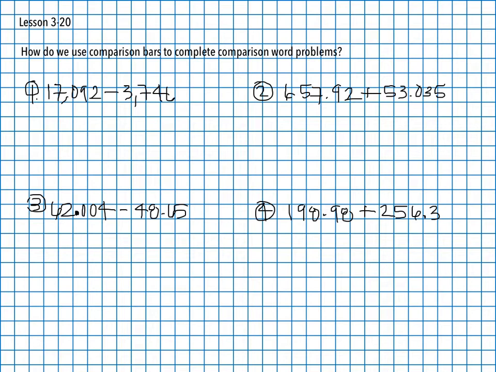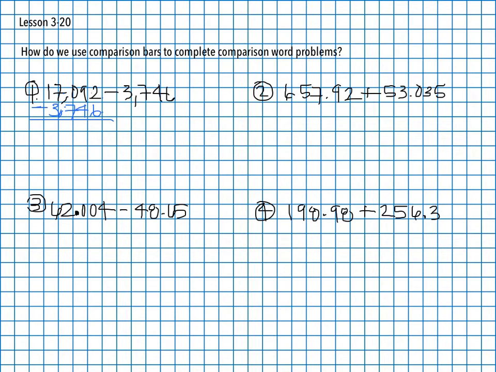Hopefully you took some time and worked these problems. So now let's work through the solution. First thing we're going to do is problem number 1. Let's write 3,746 below this. Now, no decimal points to line up, so we make sure all of our columns are in line, and we make sure that our commas are in line. Now we're ready to subtract.